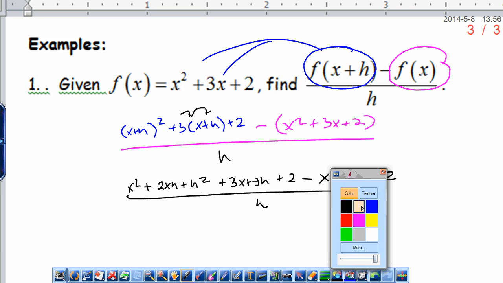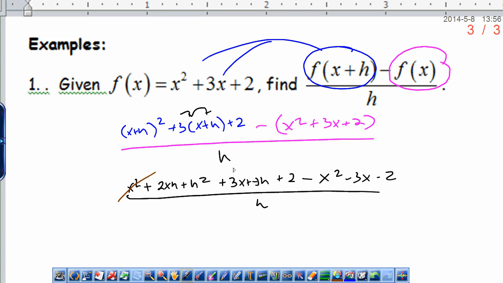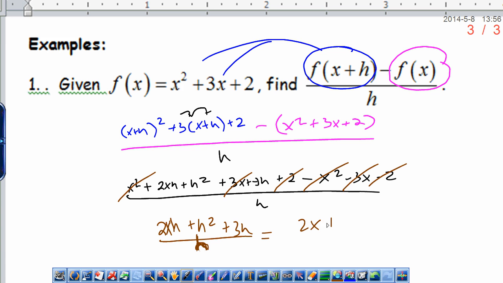So then from there, we just look to see if I can cancel anything out or combine like terms. X squared and negative x squared go away. 3x and negative 3x go away, and 2 and negative 2 go away. So now I'm left with 2xh plus h squared plus 3h all over, nope, all over h, rather. So then all the h's cancel out because they have one h on bottom. So we get 2x plus h plus 3. And that's it for that one.